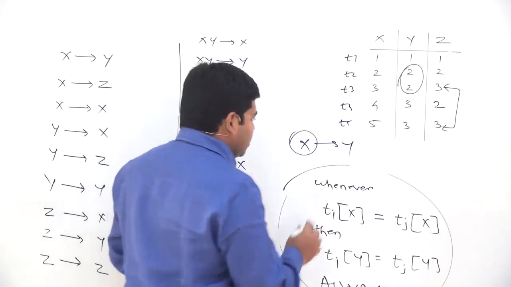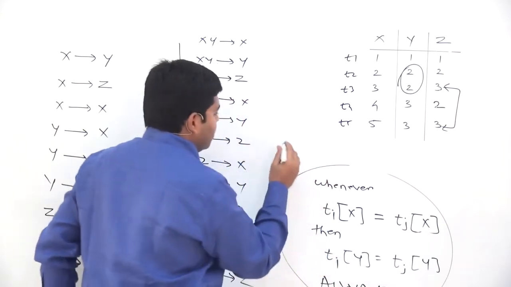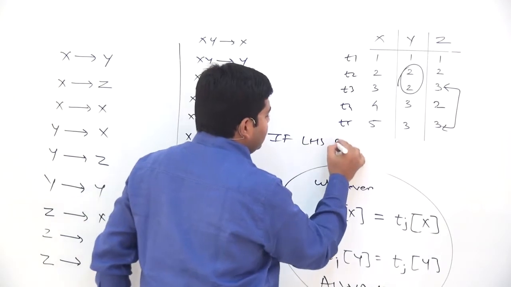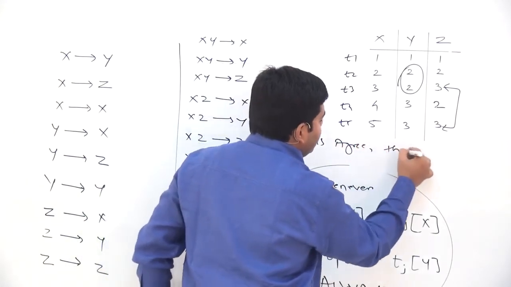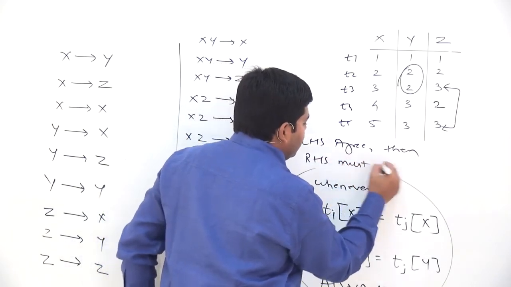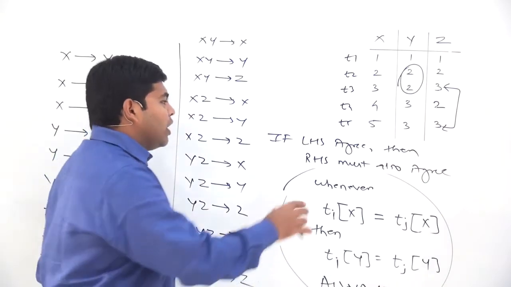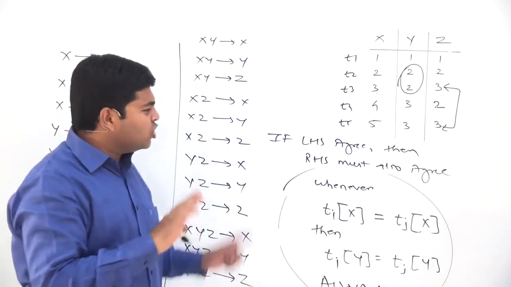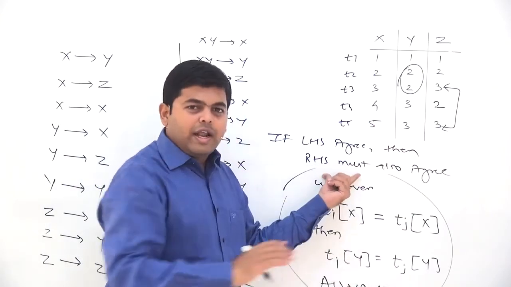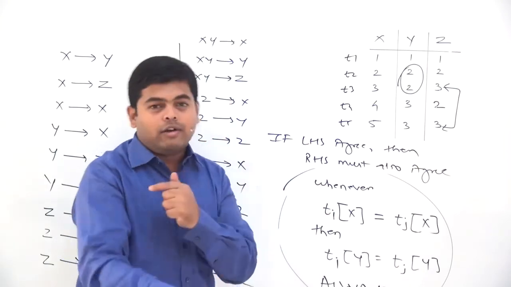See, the rule is like this. If left hand side agree, then right hand side must also agree. This is the rule. Now when will this rule be violated? If there is an agreement on the left hand side, then there must also be an agreement on the right hand side. My question is, in what case will this particular rule be violated?